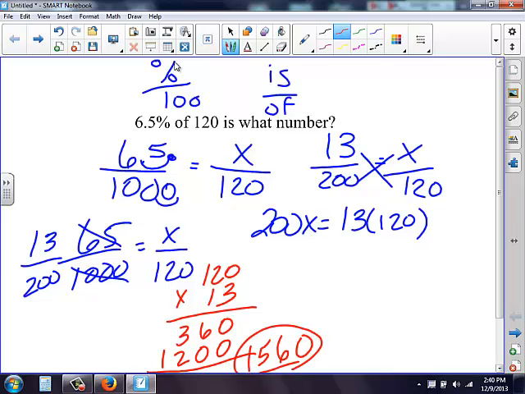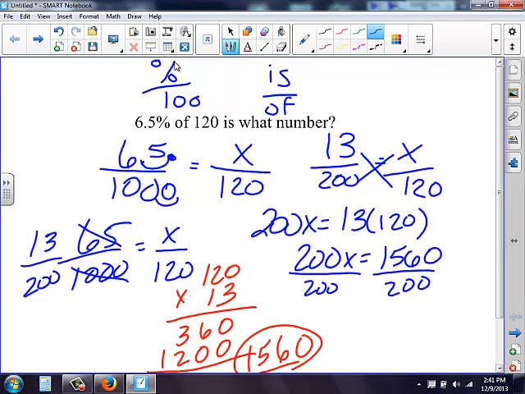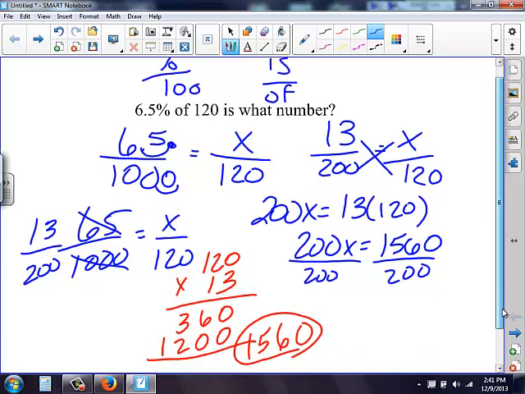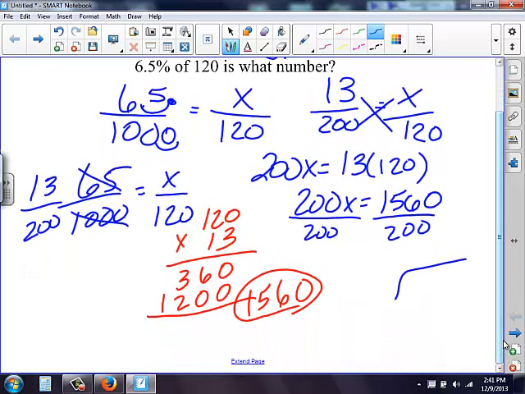So now I have 200x equals 1,560. We need to divide by 200. So we're going to do long division here. So I get 1,560, and we're going to put 200 in here.